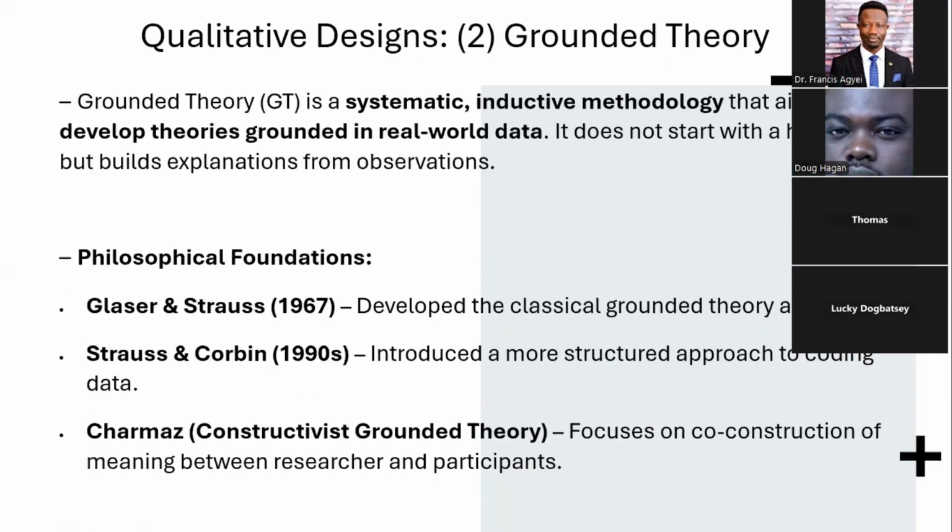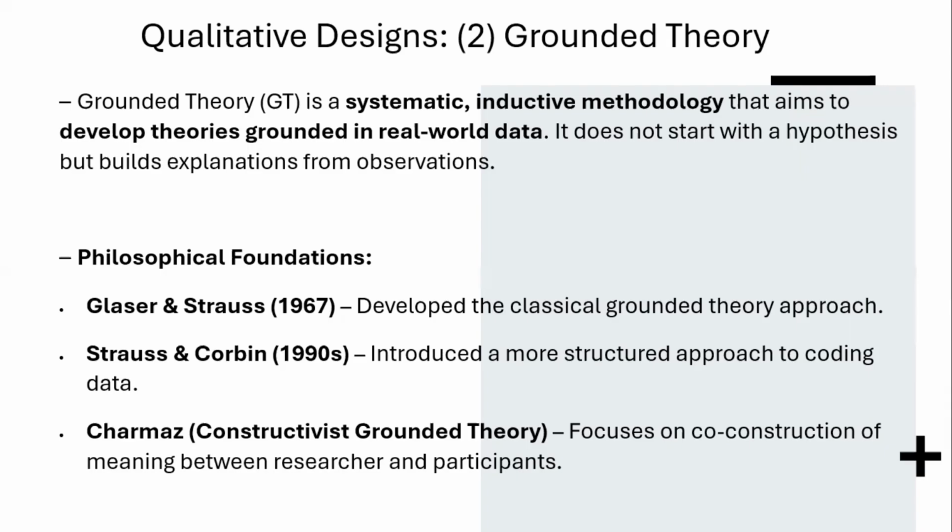So the next qualitative design we are going to do is grounded theory. Tom, you can use this design to do that research you say you're interested in. If they say the four temperaments are archaic, you can do a sociocultural based research that will probably unearth new temperaments within our context. So grounded theory is an inductive methodology, and it aims to develop theories grounded in real-world data.